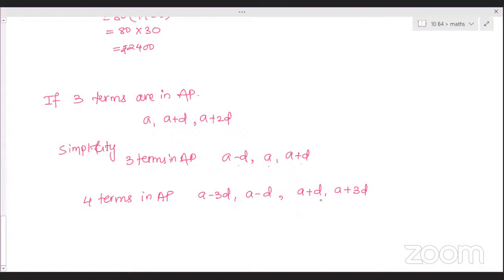Here also these are in AP. If you see, the difference is the same. In an even number of terms, A will not come. In an odd number of terms, A will be the middle number. This is very important. You have to remember these.